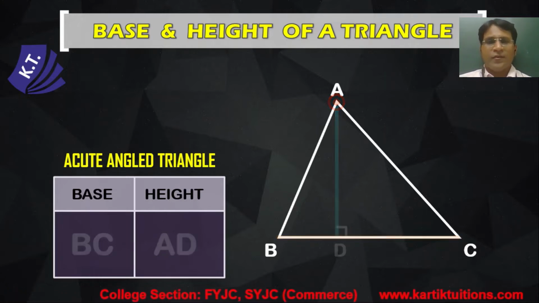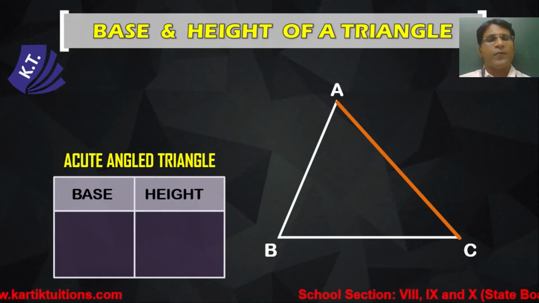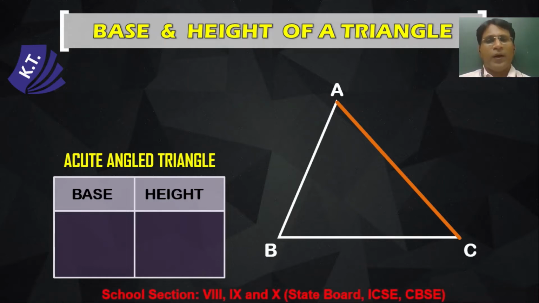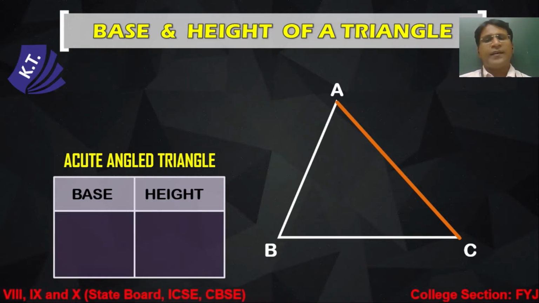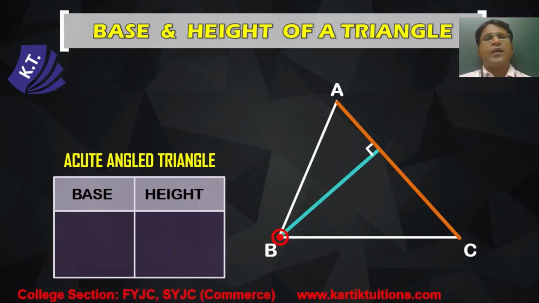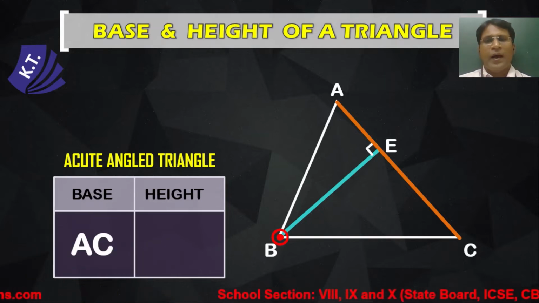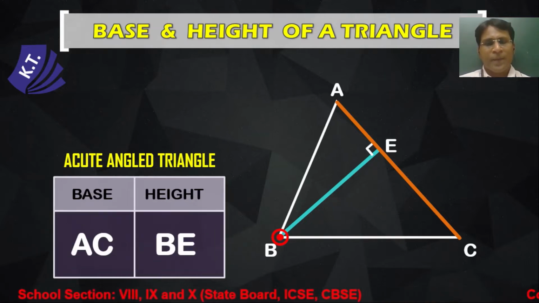Let's change the base. This time I am considering AC as my base. So I need a perpendicular from the third vertex, that is B. So I will draw a perpendicular from B to the base AC. So when my base is AC, my height is BE.